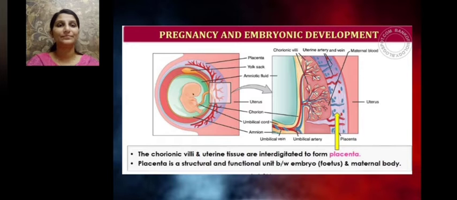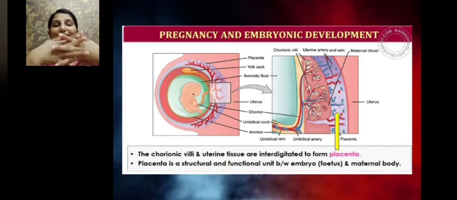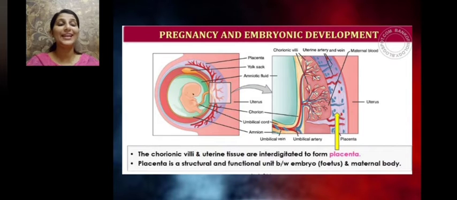maternal blood. The chorionic villi and the uterine tissue get interdigitated just like this. They get interdigitated to form a structure called the placenta. So the placenta is a structural and functional unit which connects the embryo, that is the fetus, and the maternal body. The embryo develops slowly, and it develops into the fetus.